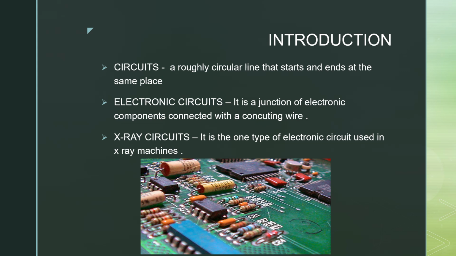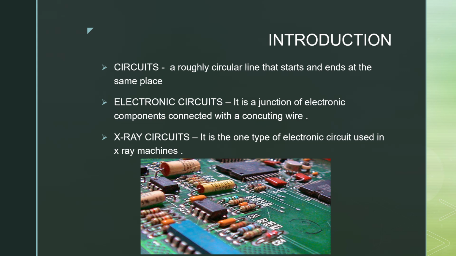And now what is an electronic circuit? It is a junction of electronic components connected with a conducting wire, which is capable of conducting the current or the kV voltages from one place to another, from one circuit to another circuit, or from one junction to another junction. It is called an electronic circuit.